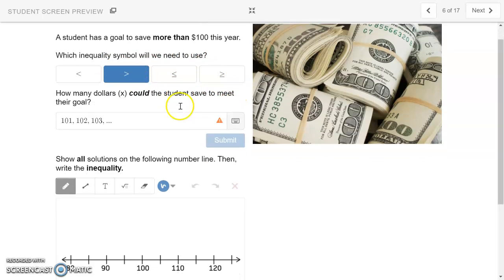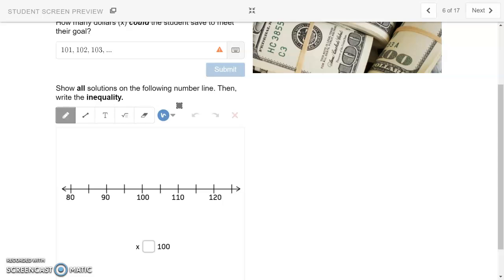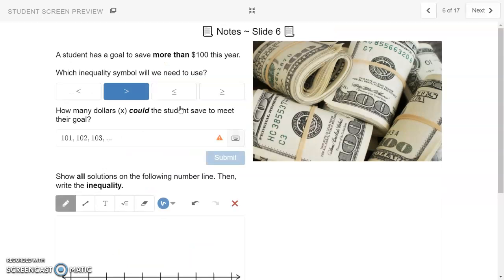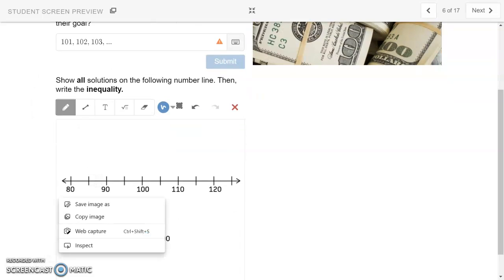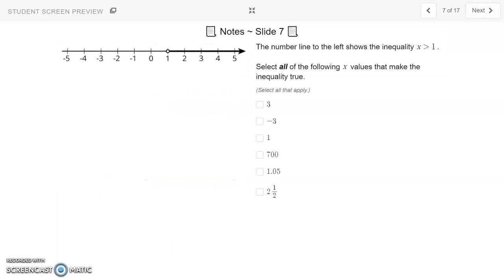That's why it's not greater than or equal to. It's just greater than. So let's go down to the bottom and see if we can graph this one. We know x must be greater than 100. So again, if we go back to our cheat sheet, greater than doesn't include the 100, so we're not going to do a closed circle. We're going to do an open circle, just like that. And same thing, our symbol is pointing to the right, so we're going to draw our arrow to the right. So anything bigger than 100 will work for this.